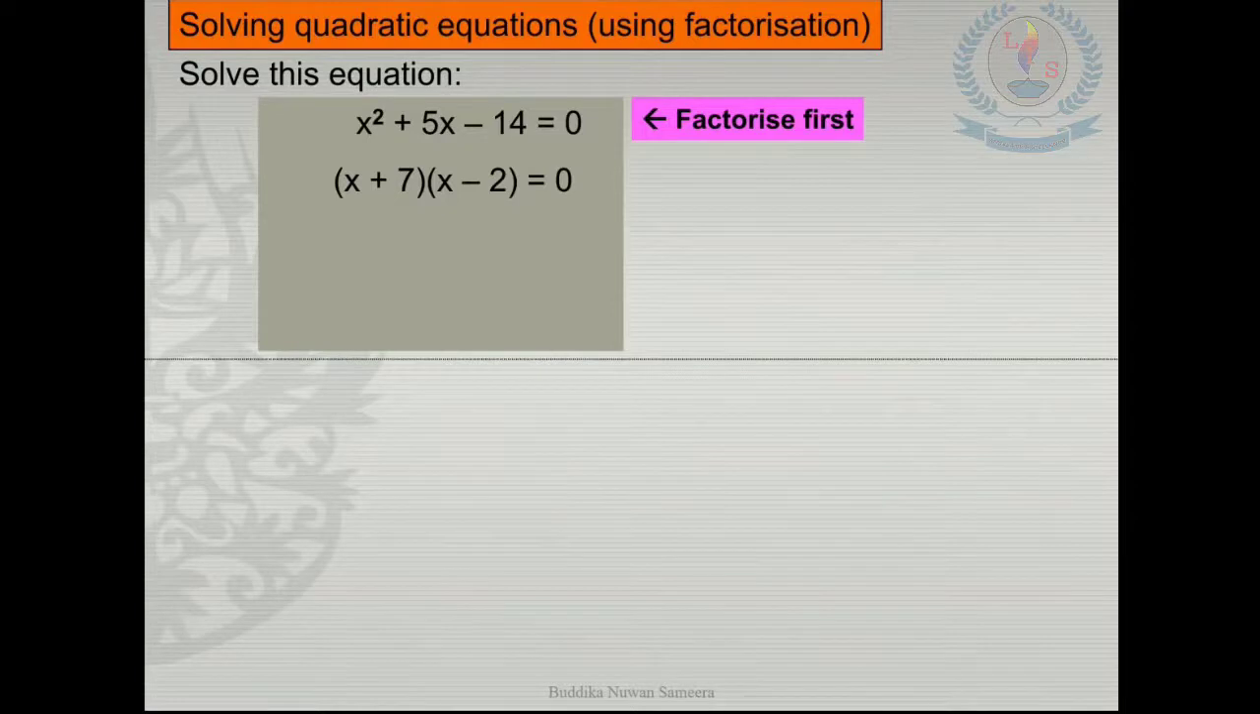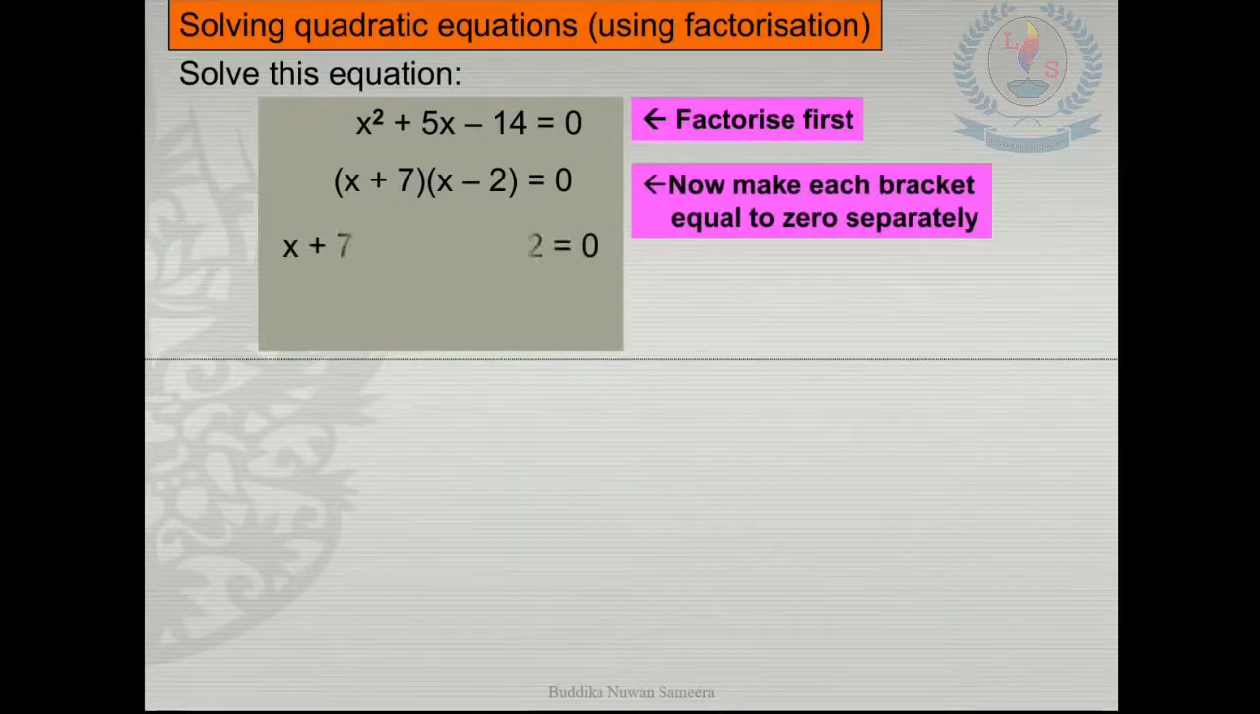So the two factors are x plus 7 and x minus 2. Then we can rewrite the equation, that is x plus 7 times x minus 2 should be equal to 0. Then you can equal them separately to 0. So x plus 7 equals 0 or x minus 2 equals 0. So then the two answers are there. The first answer is x equal minus 7 or x equal 2.